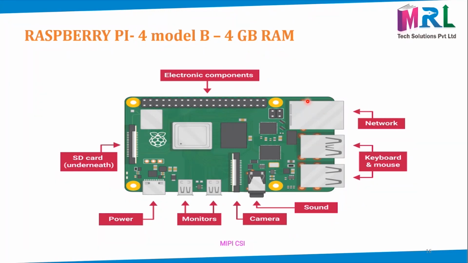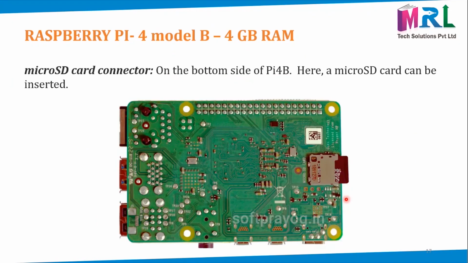And this, the main portion, is the electronics component connection pins. It contains 40 pins. Among that, we can use 26 pins for general purpose input and output. The SD card slot is placed on the back side of this Raspberry Pi board. This SD card is used for installing our Raspberry Pi OS.